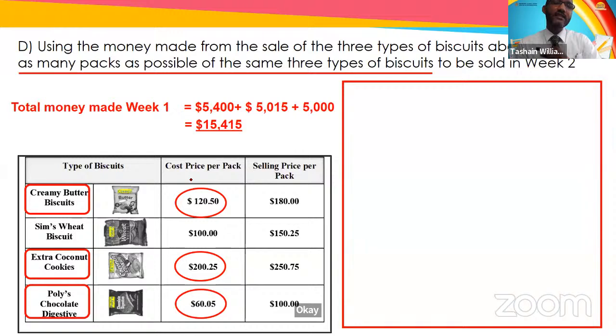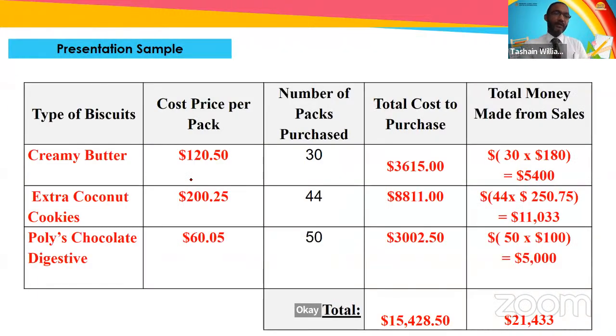We're still using the same three biscuits, but guess what, boys and girls? We have here a sample just the same. So we are saying to you, all right, the last time we bought 30, 50, and 20. So now that we have more money, it means that we can buy more biscuits. So think about it, the cost price for creamy biscuit is $120.50. So it's going to cost us $120.50 for one. So we can try some numbers.